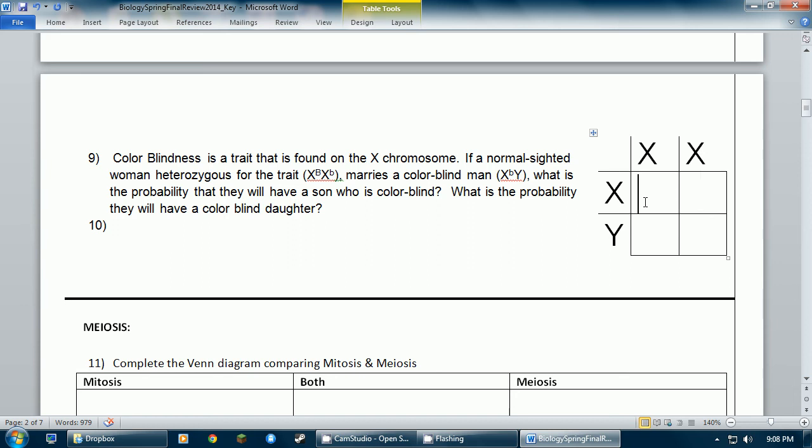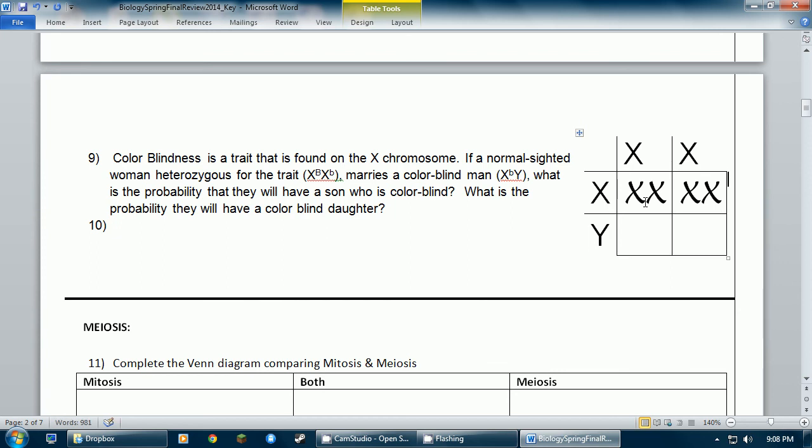What that tells us is that we can predict each of the 4 types of children they can have by mixing together their chromosomes. So they can have a girl. We'll fix that in a bit. They could have a second type of girl, depending upon which X is donated. They can have a boy, if the father donates his Y. And they could have a different type of boy if the other X from the mother mixes with the Y from the father. Okay, so a normal-sighted woman, heterozygous for the trait.